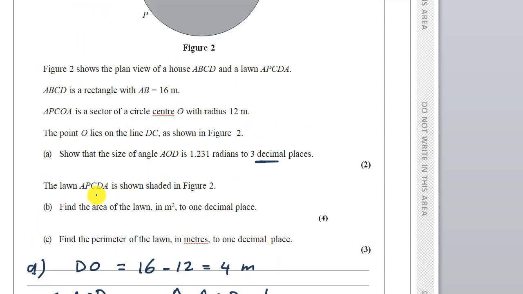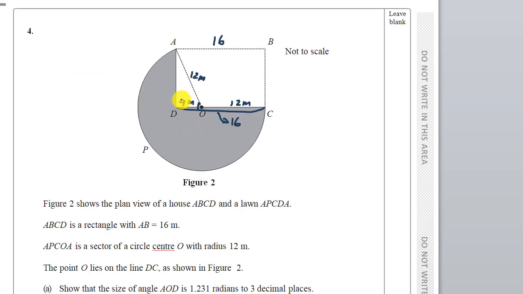The lawn ABCDA is shaded in figure 2. Find the area of the lawn in meters squared to 1 decimal place. You need this area, the shaded area. This shaded area is the area of the whole sector OAC minus the area of the triangle AOD. To find the area of the triangle, we need to find AD. So let us start to solve.